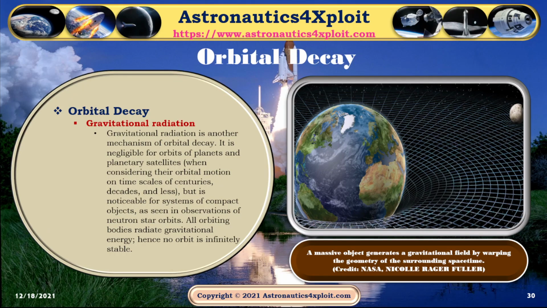Another effect of orbital decay is that gravitational radiation also causes orbital decay. Gravitational radiation is another mechanism of orbital decay. It is negligible for orbits of planets and planetary satellites when considering their orbital motion on timescales of centuries, decades, and less, but is noticeable for systems of compact objects, as seen in observations of neutron stars that orbit. All orbiting bodies radiate gravitational energy. Hence, no orbit is infinitely stable. This picture shows a massive object generating a gravitational field by warping the geometry of the surrounding spacetime.